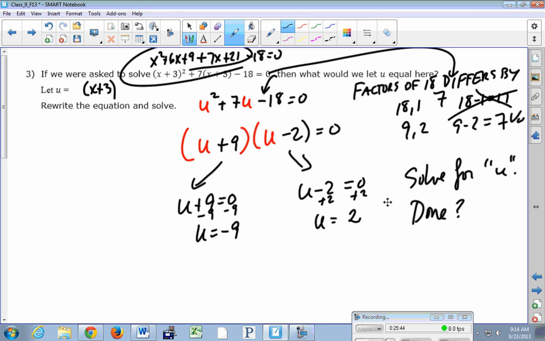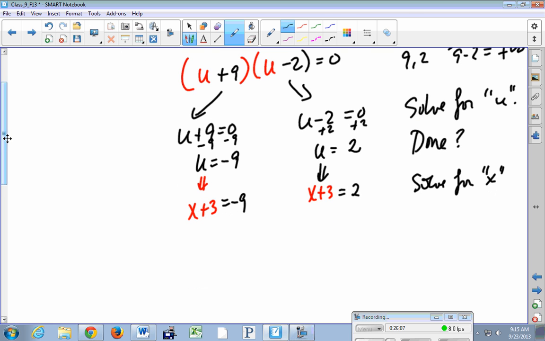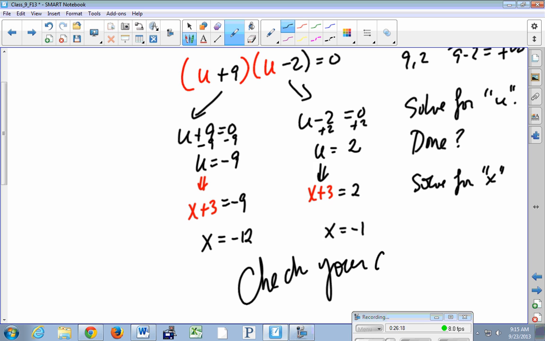Now I go back and say, hey, u was x plus 3. So now I say x plus 3 equals negative 9, and x plus 3 equals 2. And now I solve for x, which was my original instructions. When I subtract 3 from both sides, I get x equals negative 12. Subtract 3 from both sides, I get x equals negative 1. And then check your answers. I'm not going to do it. You check your answers to see if they both work in the original equation.